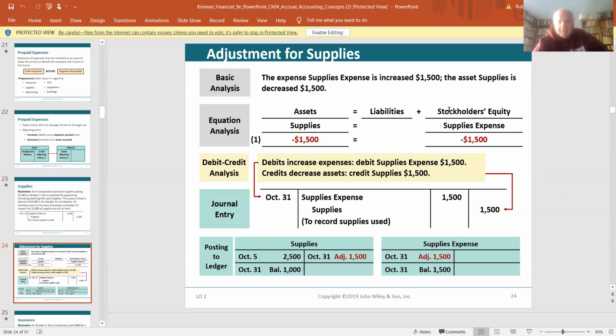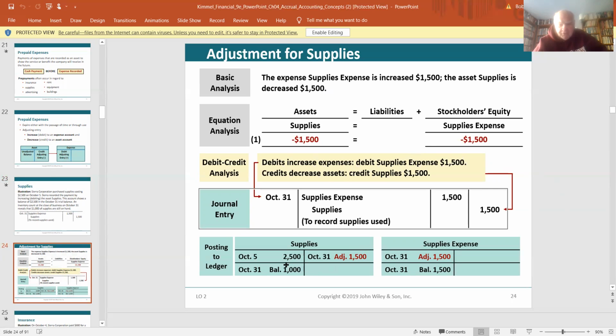The supplies expense has increased $1,500 because of this. So our asset supplies went down and our supplies expense, $1,500, went up, or another way to say it is equity went down, okay? Debit increased expense, debit supplies expense, credit decreases assets, credit supplies. There's your journal entry. And here's what it looks like in the general ledger.